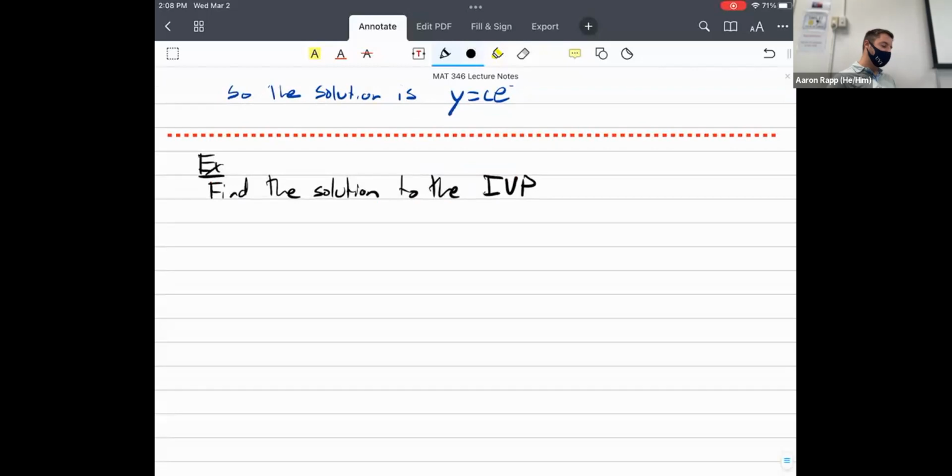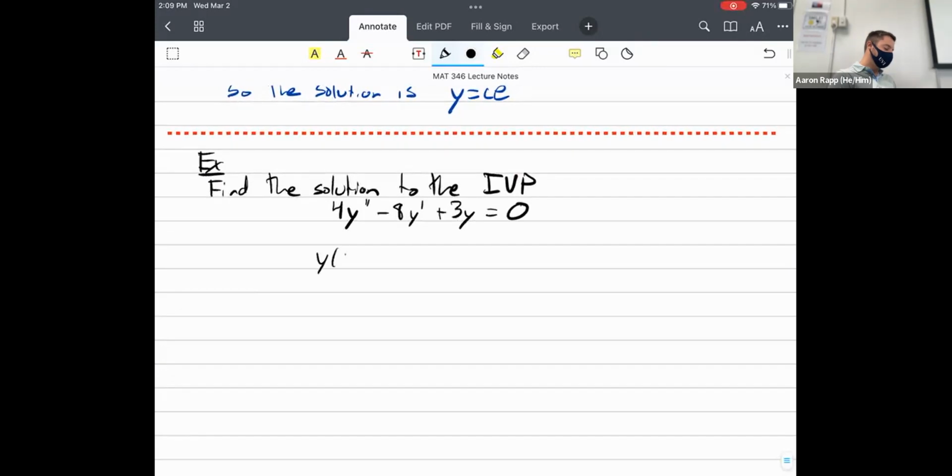All right, so we're going to want to find the solution to the following initial value problem. 4 times the second derivative of y minus 8 times the first derivative of y plus 3 times y itself needs to be equal to 0. We're given the initial conditions that at 0, I want the value of my solution to be 2, and also at 0, I want my derivative to be 1/2.